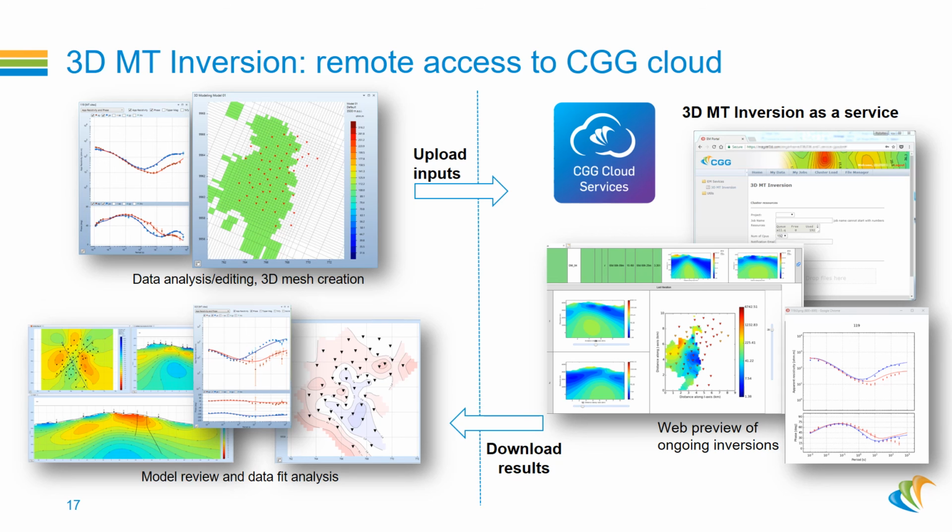On the CGG Cloud, there are all the tools necessary for running the 3D inversion. The 3D MT inversion uses the RLM 3D code. After having started an inversion, users can have a preview of the inversion results by web browser. Once the inversion has finished, results can be downloaded and imported in Geotools for model review and data fit analysis.